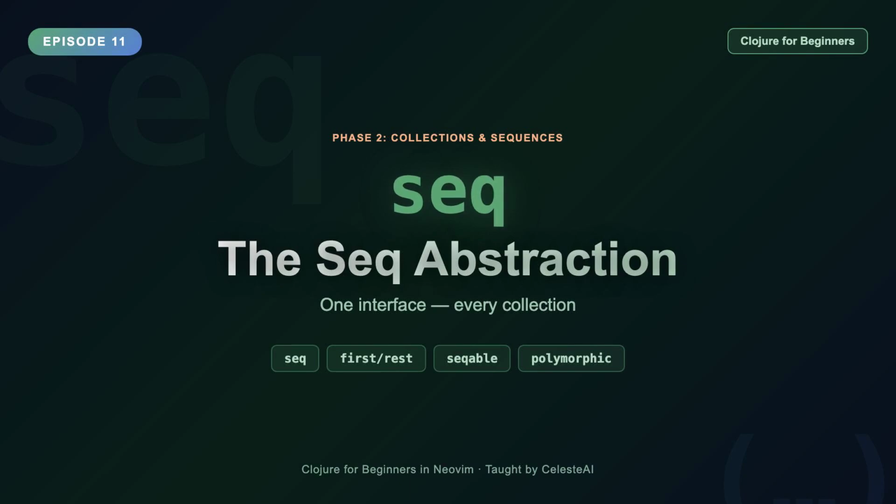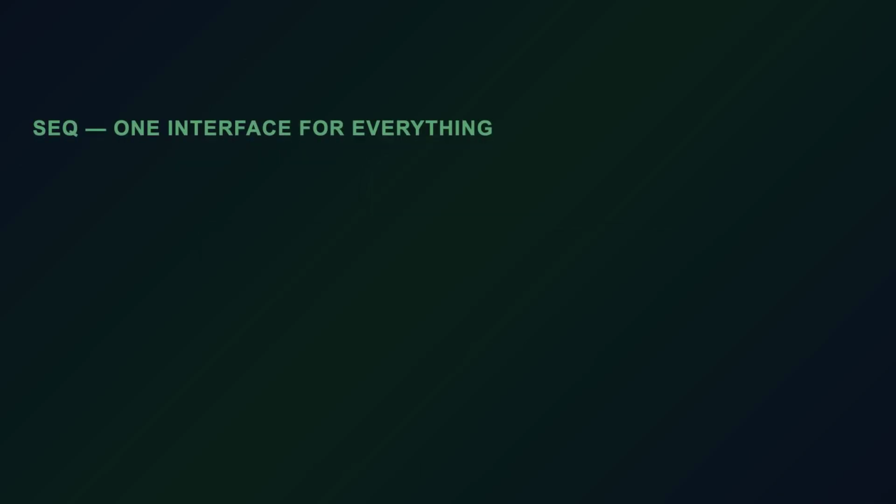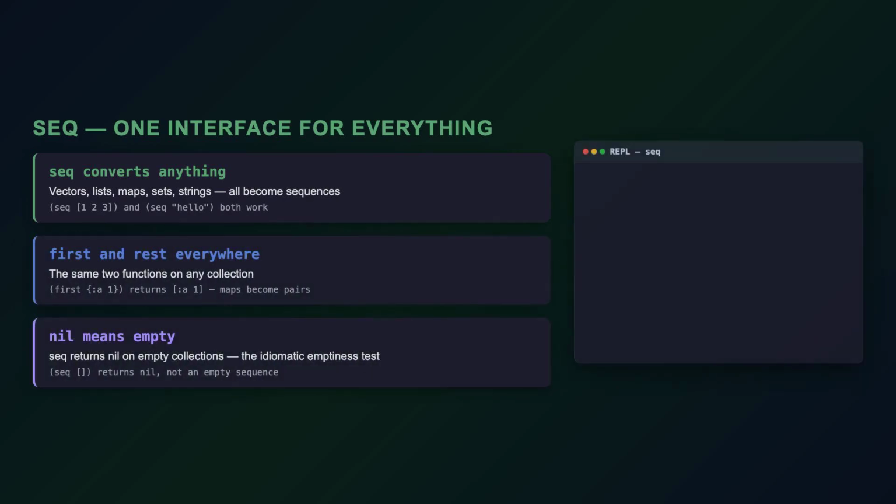The Seq Abstraction, one interface for every collection. You've learned vectors, lists, maps, and sets. Now one abstraction ties them all together. Learn first and rest once. They work on everything.